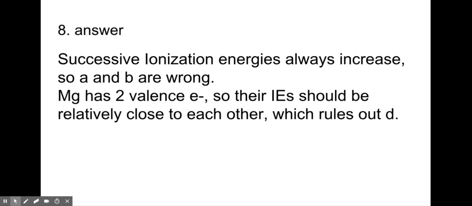Well, successive ionizations, as I said, always increase, so A and B are wrong. But magnesium has two valence electrons, so the ionization energies should be relatively close to each other while still increasing, and that rules out D, so C is our best estimate.